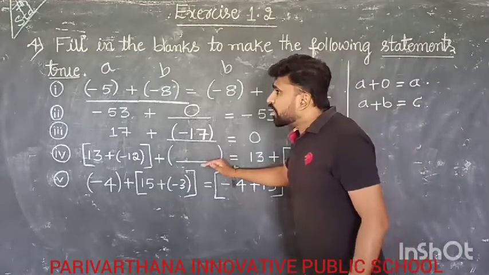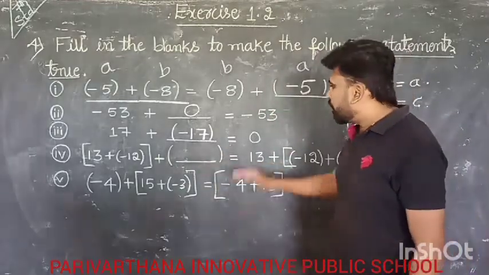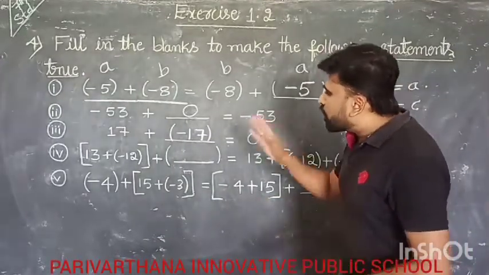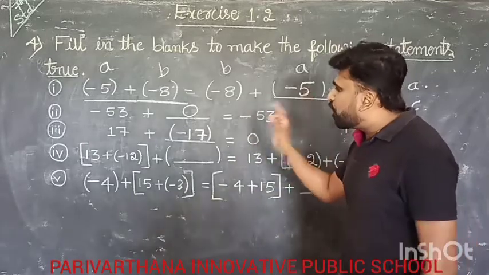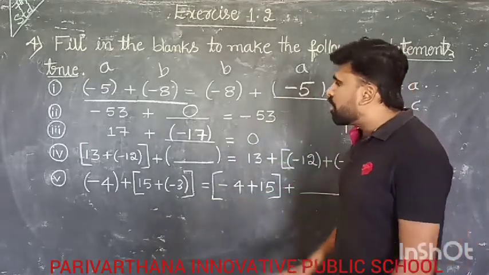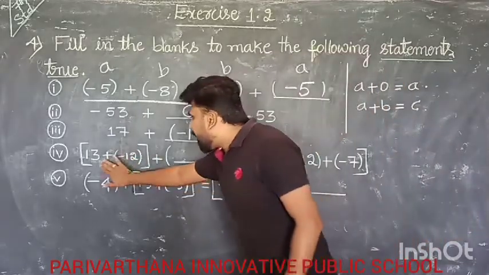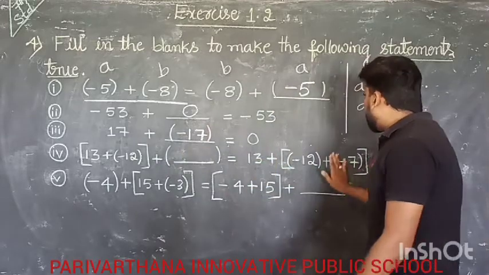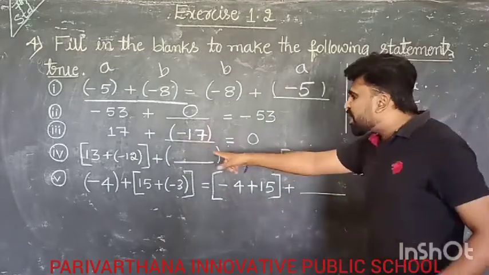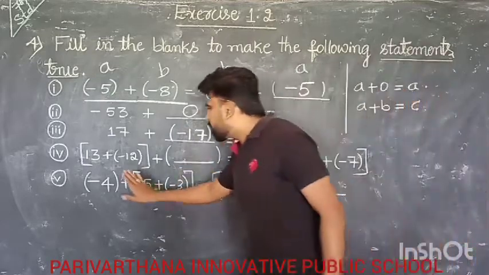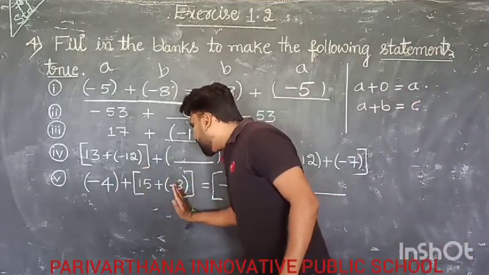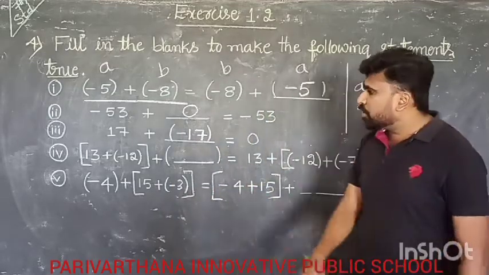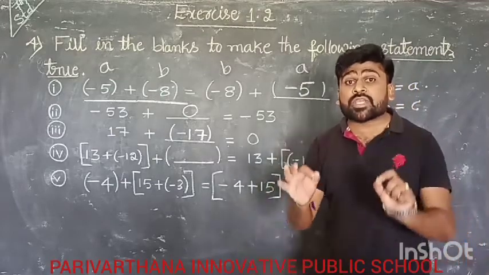Next, the fourth and fifth ones. Neatly observe the fourth and fifth fill-in-the-blanks. We can observe there are three integers. A plus B plus C is equal to A plus B plus C. This is associative property under addition. And the fifth one also, A plus B plus C is equal to A plus B plus C. Both the fourth and fifth ones are associative property.